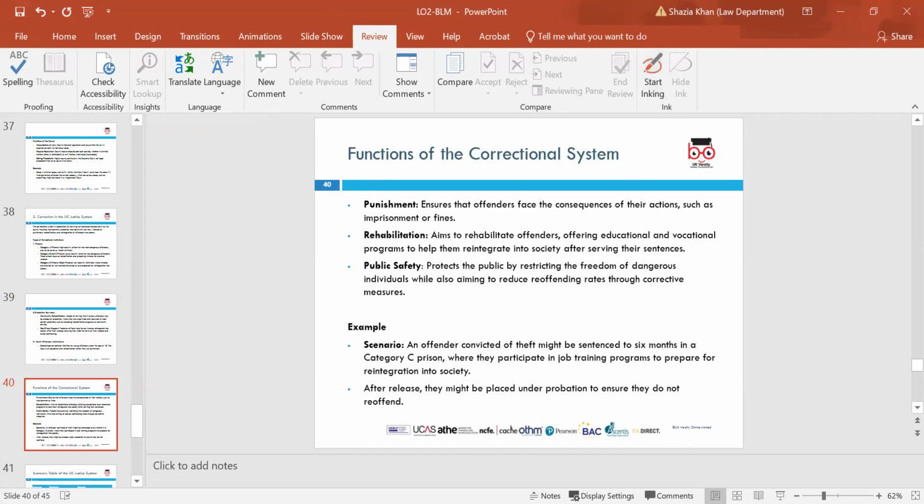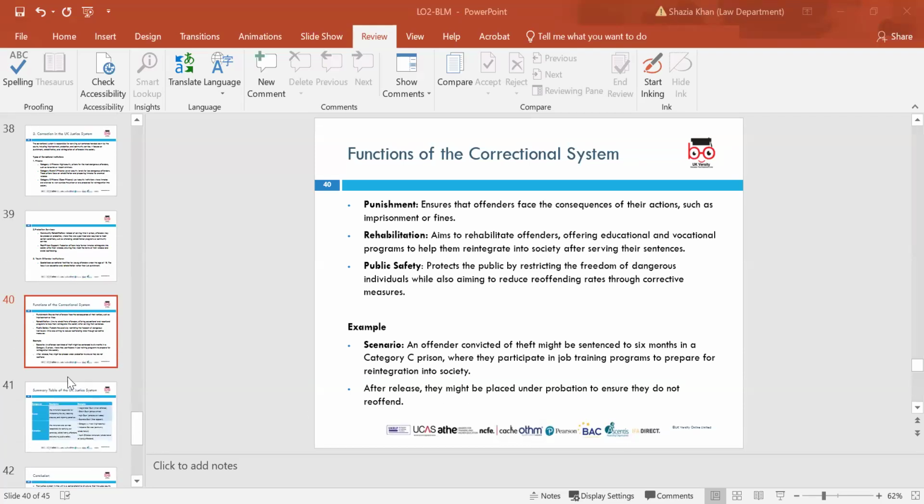The function of correctional services is to rehabilitate offenders, not for the purpose of retribution, and to avoid any sort of reoffending, and public safety, to protect the public. Example, an offender convicted of theft might be sentenced to 6 months in prison, in a category C prison, where they participate in job training programs to prepare for reintegration into society. After release, they may be placed under probation to ensure they don't reoffend.